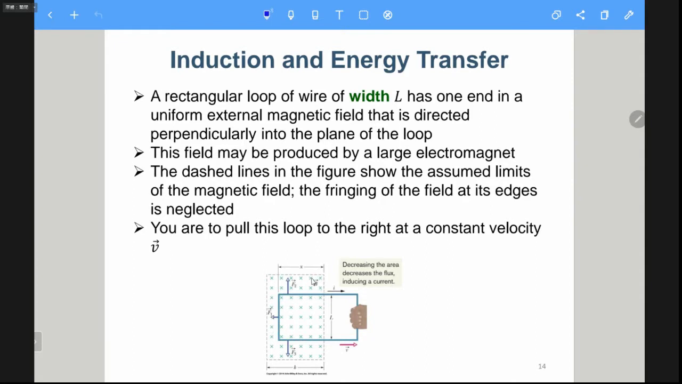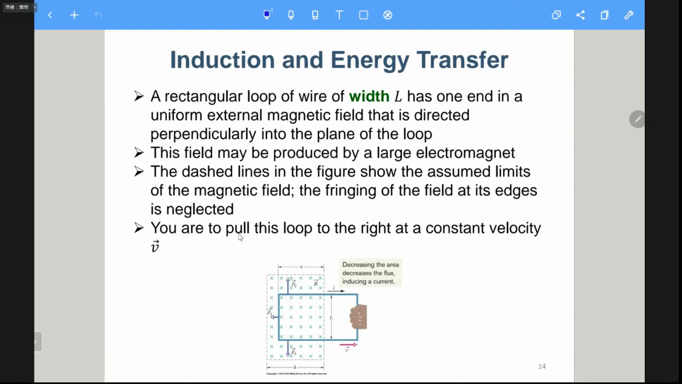And here we have a loop, and then this hand holding this loop. This field may be produced by a large electromagnet. The dashed line in the figure shows the assumed limit to the magnetic field, and the fringe of the field at its edges is negligible.